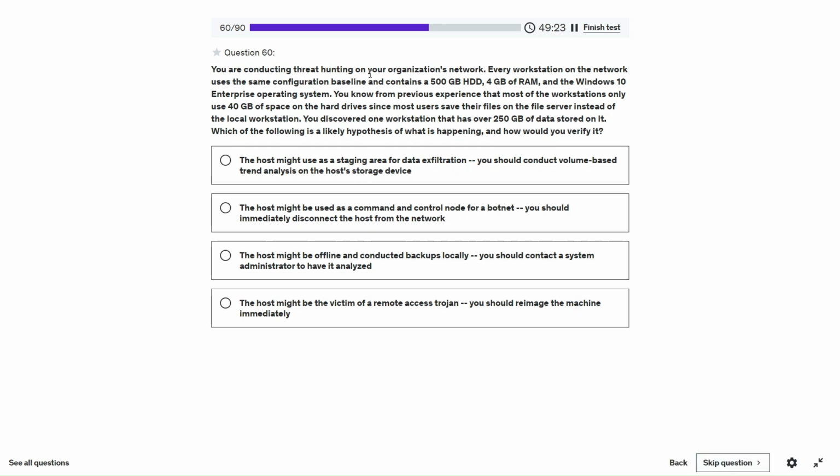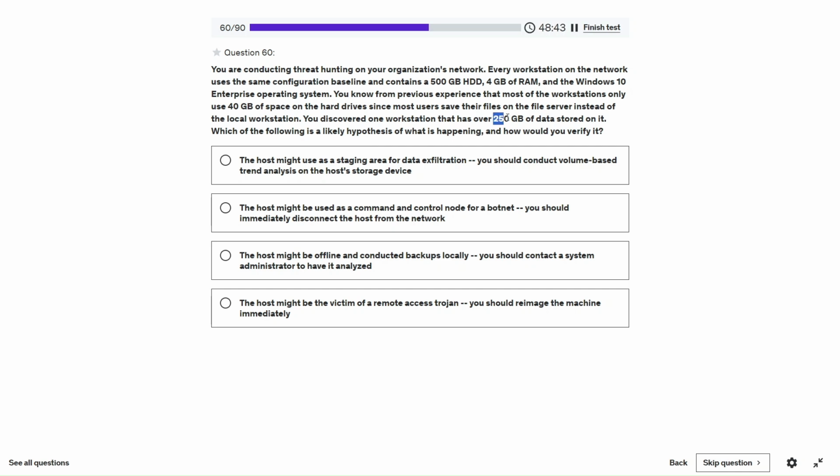You are conducting threat hunting on your organization network. Every network uses the same configuration baseline and contains a 500 GB HDD, 4 GB of RAM, and the Windows 10 Enterprise operating system. You know from previous experience that most workstations only use 40 GB of hard drive space, since most users have their files on the server instead of the local workstation. You discover one workstation that has over 250 GB of data stored on it. Which of the following is the likely hypothesis of what is happening?